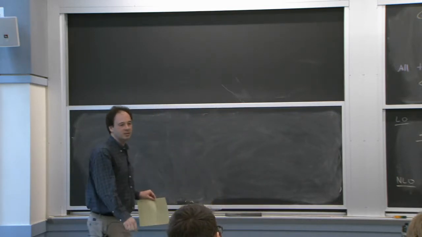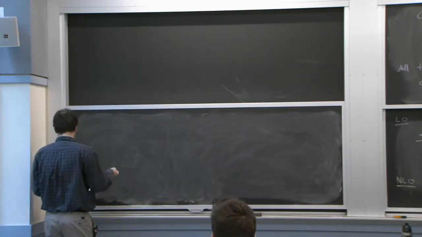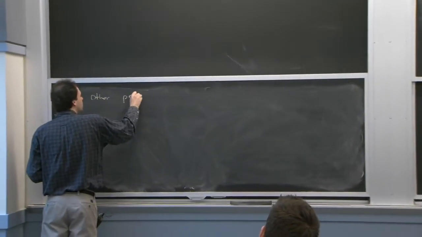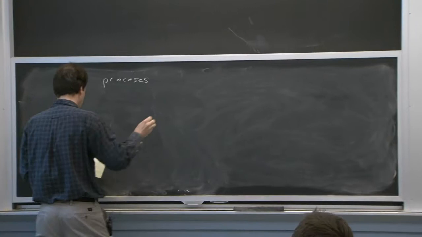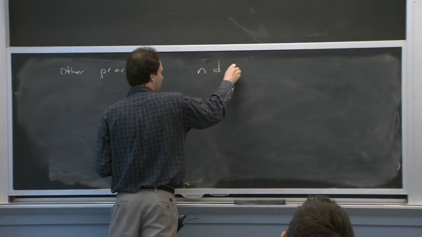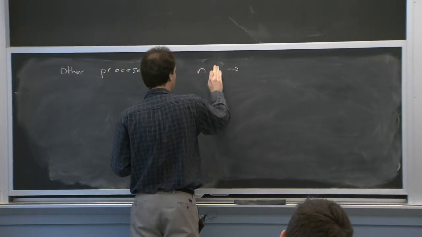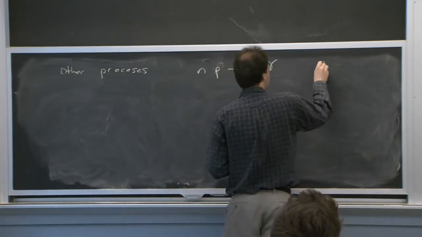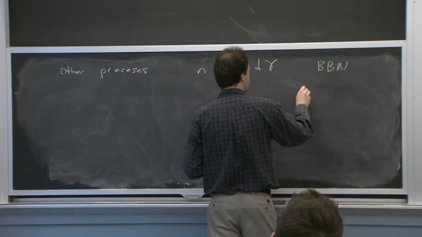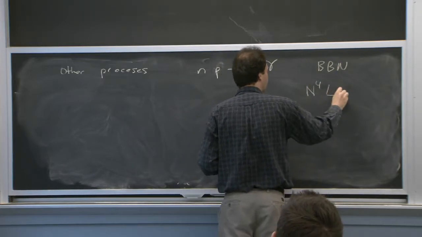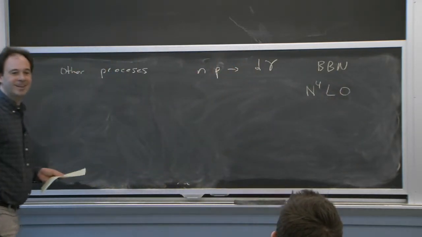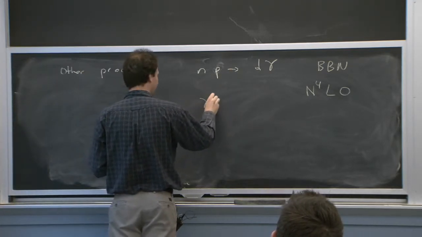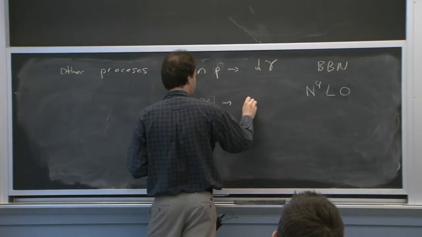And this theory has actually been used to do phenomenology. So just to give you some examples of that. You can do a process like neutron on proton produces a deuteron and a photon, which is something that shows up in Big Bang nucleosynthesis. And it's been calculated to N4LO in this effective field theory. OK, and it provides the most accurate way of determining the process for Big Bang nucleosynthesis.